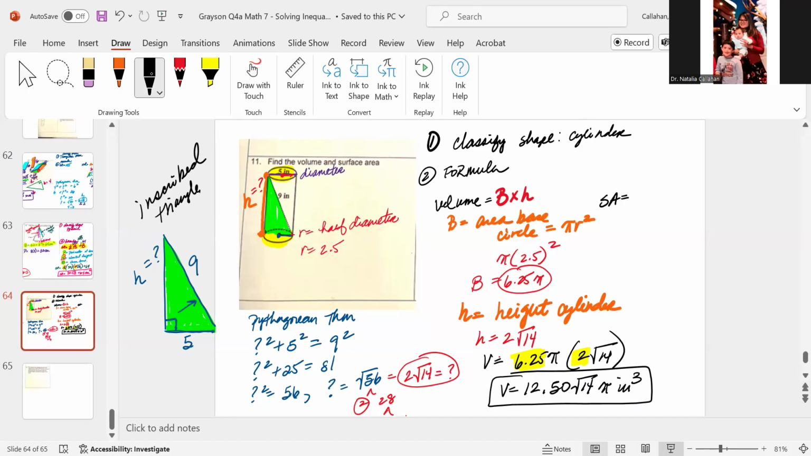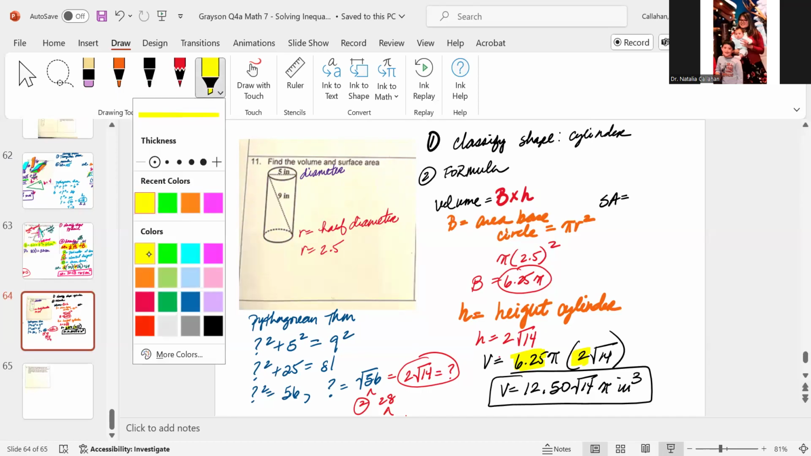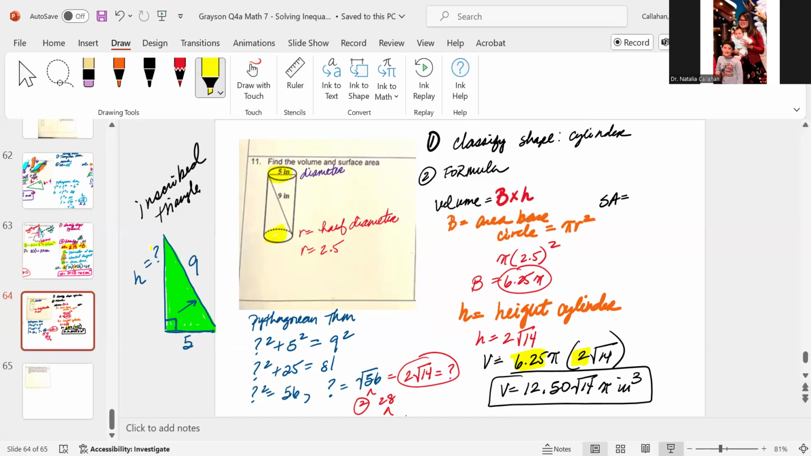Surface area. To find the surface area, take a look at the shape of this. I'm just going to erase this part right here. If I were to find all the faces of this, do you see how there's two circles? Right? So we got 2 circles times 2, correct? But there's 2, correct? And do we know what the area of the circle is? Do you already have it?